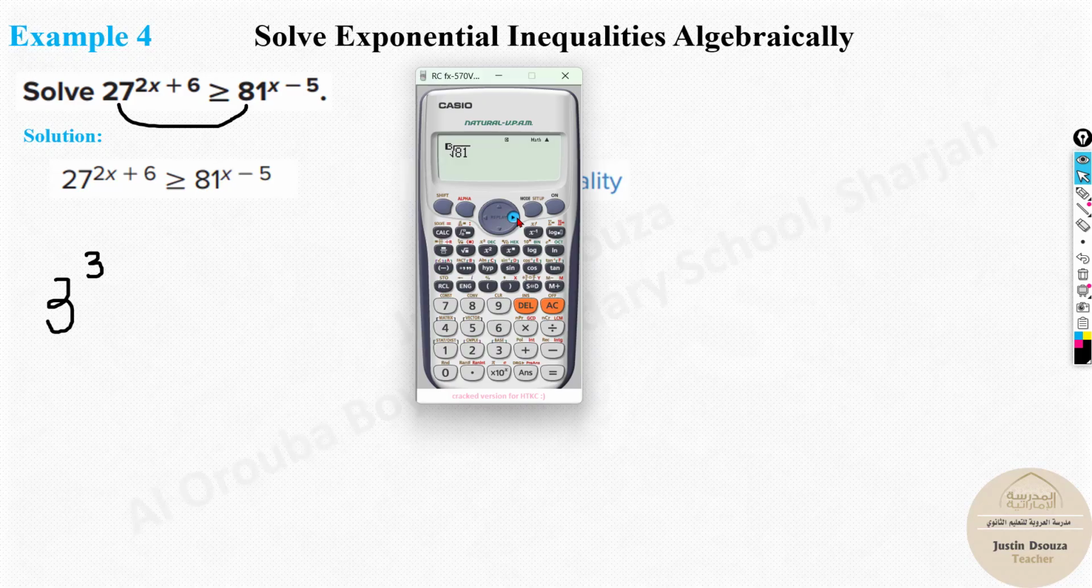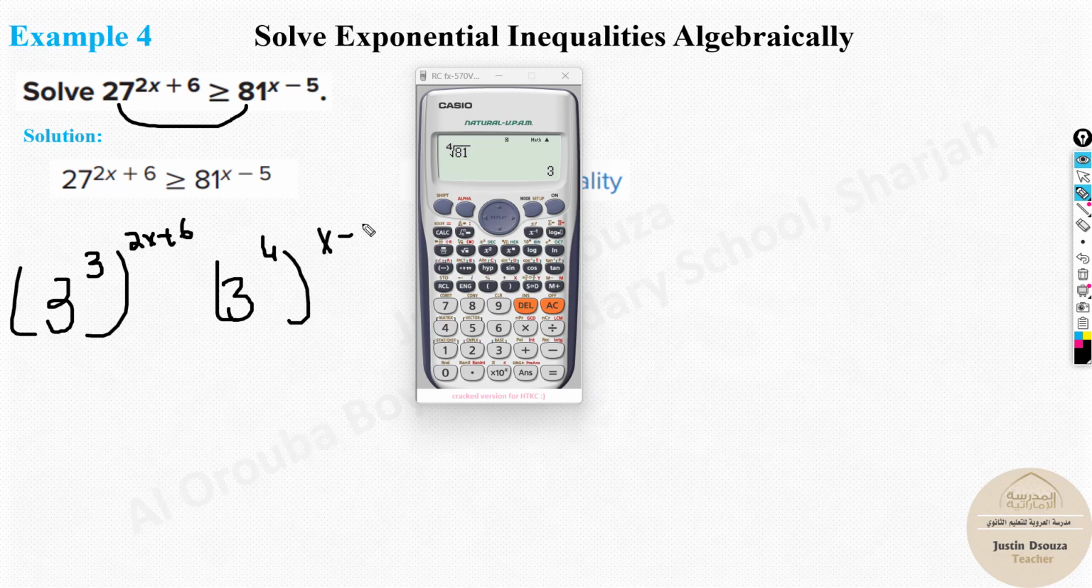81, I know 9 squared is 81, but let's do it. 9 is no good, but I know 3 squared. Okay, that means I will get 81 in terms of 3. Now you can see I got this: 81 can be written as 3 to the power 4. What else? The powers over here, 2x plus 6, and over here x minus 5.